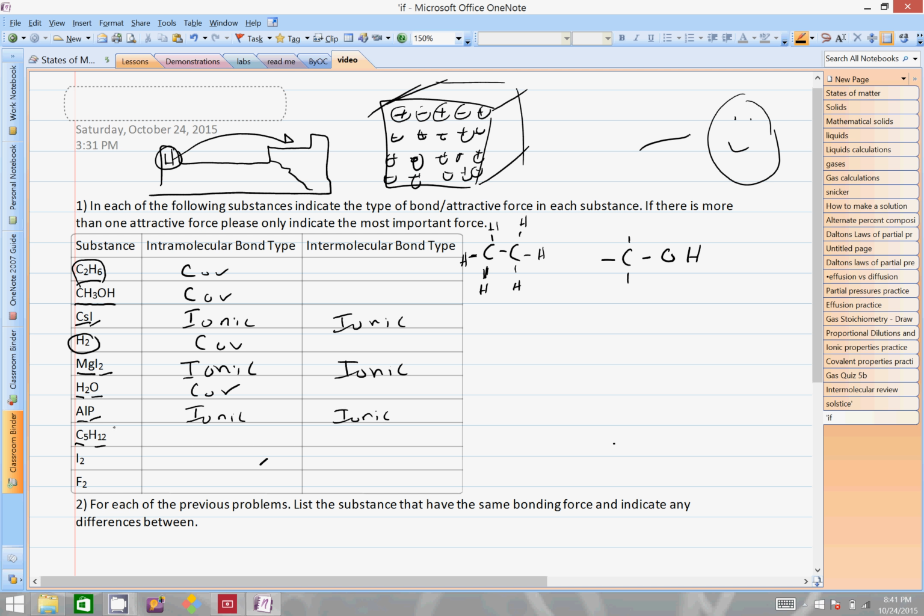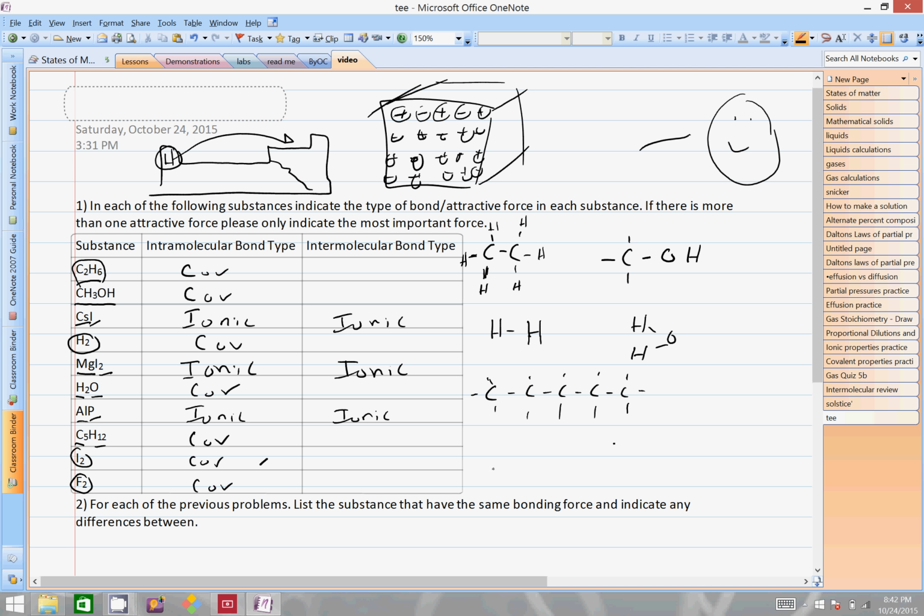Non-metal, non-metal. Okay, so I'll draw out the hydrogen quick. It's only one single bond. And then the water looks like this. And then the C5H12. 1, 2, 3, 4, 5, 6, 7, 8, 9, 10, 11, 12. Alright, again, all non-metals here, covalent.